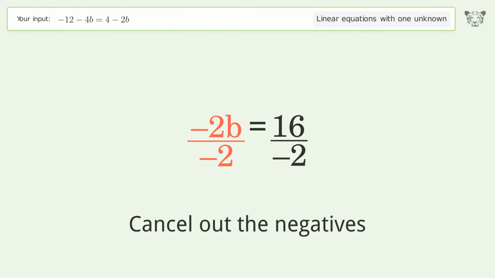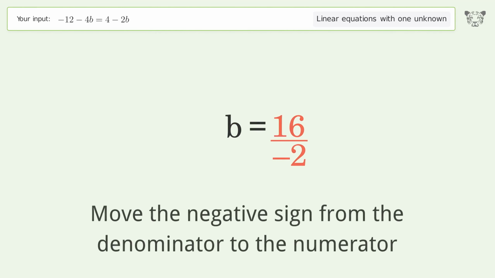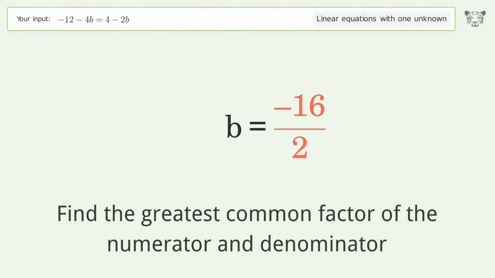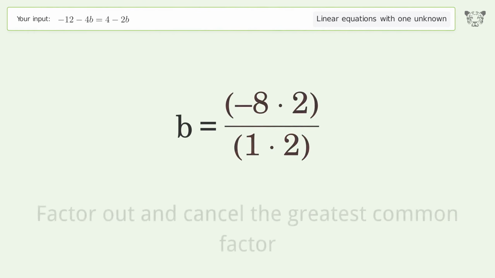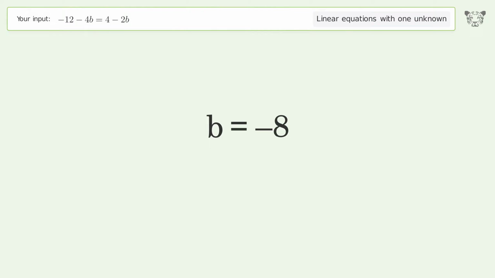Cancel out the negatives. Simplify the fraction. Move the negative sign from the denominator to the numerator. Find the greatest common factor of the numerator and denominator. Factor out and cancel the greatest common factor. And so the final result is b equals -8.